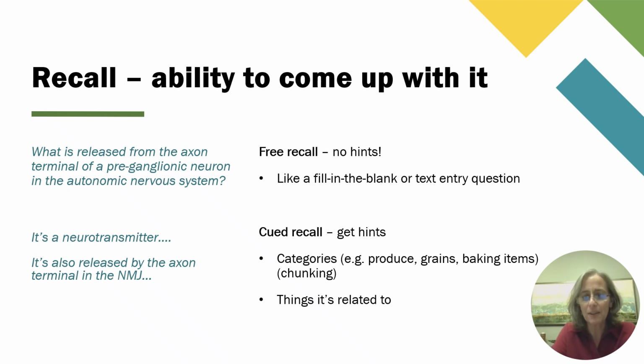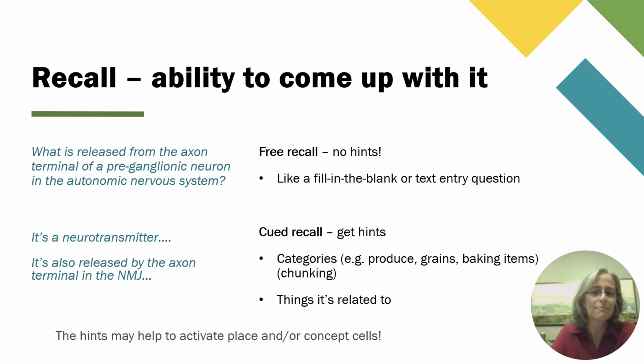So recall is kind of the best. It's the most robust. You have the best handle on things. I wanted to say those hints maybe are helping by activating our place cells or our concept cells, right? Giving you related concepts, hoping to get to that engram, that memory trace, by lighting up some associated cells or place cells. So if you think about different parts of a grocery store, for example.